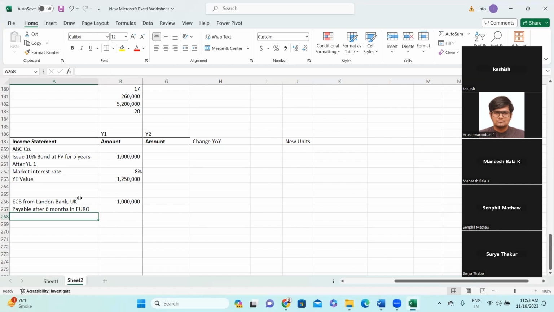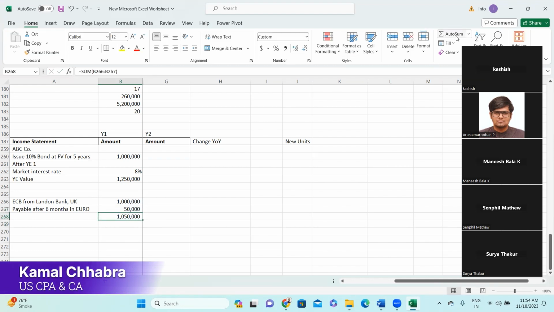So today you have taken euros, and after 6 months you need to pay euros back, along with, let's say, interest. So interest, let's assume, is around 50,000. So how much total euro do you need to pay? 1 million. How much euro do you need to pay? Yes, no. 1,050,000. Yes, sir. Right?